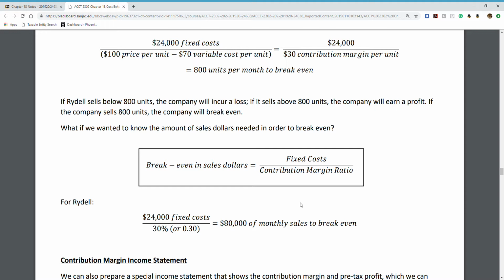Now, say that we're going to have to do it in sales dollars. To do this, again, it's fixed costs, just divide by the ratio, the contribute margin ratio. So 24,000 divided by 30%, or 0.3 if you want to put it in decimal, means 80,000 of monthly sales is needed to break even in itself. So that includes clearance items, regular sales items, all that. We got to at least hit 80,000 to cover all costs. So if we're selling 800 units at $100 a piece, that does mean we're going to hit 80,000.